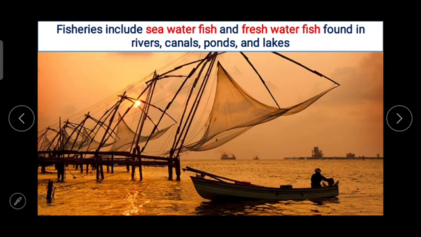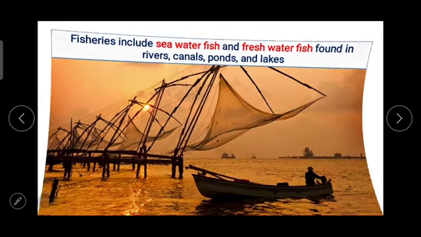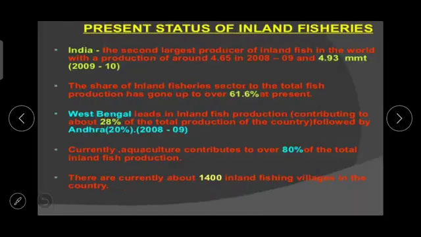Harbors have been built or old harbors have been redeveloped. Fish seed incubation centers and fishing industry training centers have been provided for the growth of this industry. On the screen you can see the present status of inland fisheries. India is the second largest producer of inland fish in the world, with a production of around 4.65 in 2008, 9 and 4.93 in 2019.